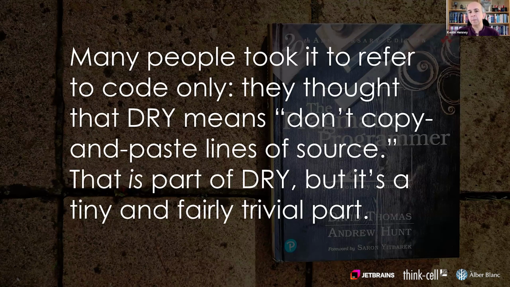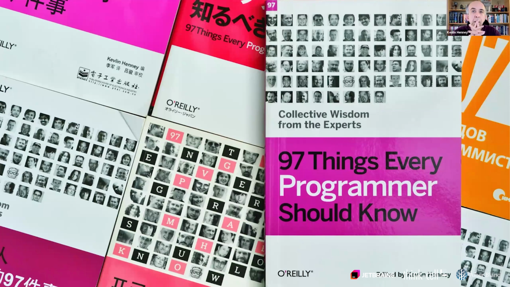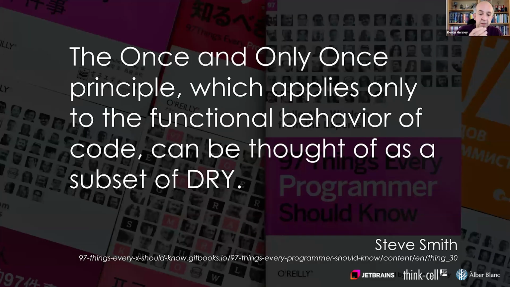Now, somebody who did understand the assignment was Steve Smith. In 97 Things Every Programmer Should Know, a book I edited some years ago, I had people collectively contribute some of the things that they believe programmers should know. And one of them, Steve Smith, was actually on the DRY principle. And he dug into this one quite deeply. He understood what the DRY principle was intended to mean and explored it from two particular key points of view, including the code duplication aspect. But there he emphasized something a little different.